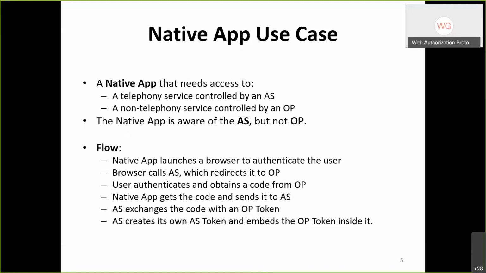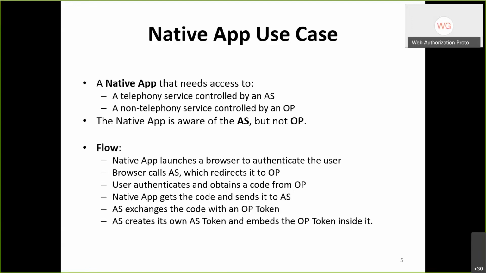So the first one is a native app use case. In this case, we have a native app that needs access to 2 different services: a telephony service controlled by an authorization server, and a non-telephony service that is controlled by an OpenID provider. And the native app is aware of the authorization server only. It's not aware of the OpenID provider. So the flow starts with the native app launching a browser to allow the user to authenticate itself.